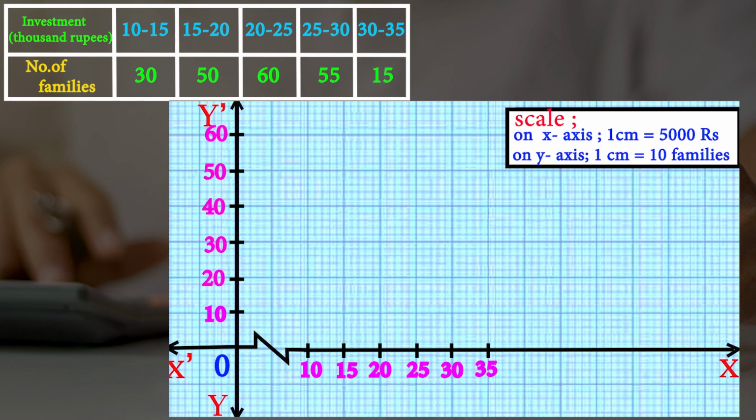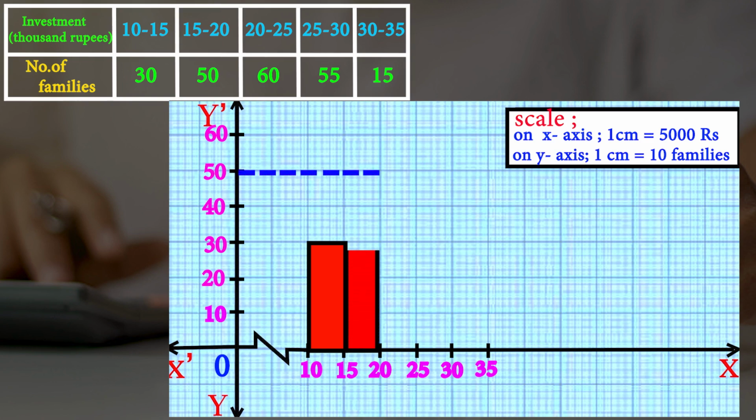Now draw the histogram as given in the table. The first class is 10 to 15,000 rupees. Extend this column on the y-axis till number 30. In this way, we will draw each column from the class limit. The column 15 to 20 will reach the y-axis till height 50. The column 20 to 25 will reach the y-axis till height 60.